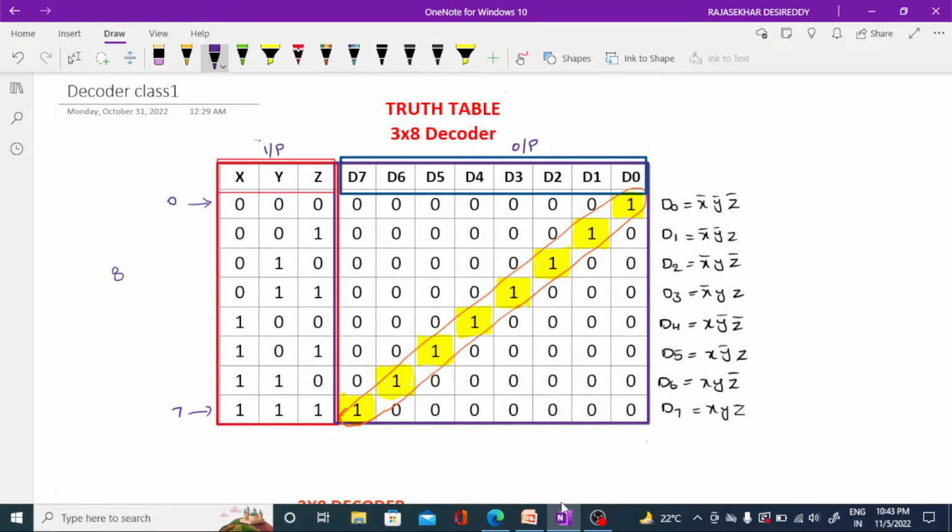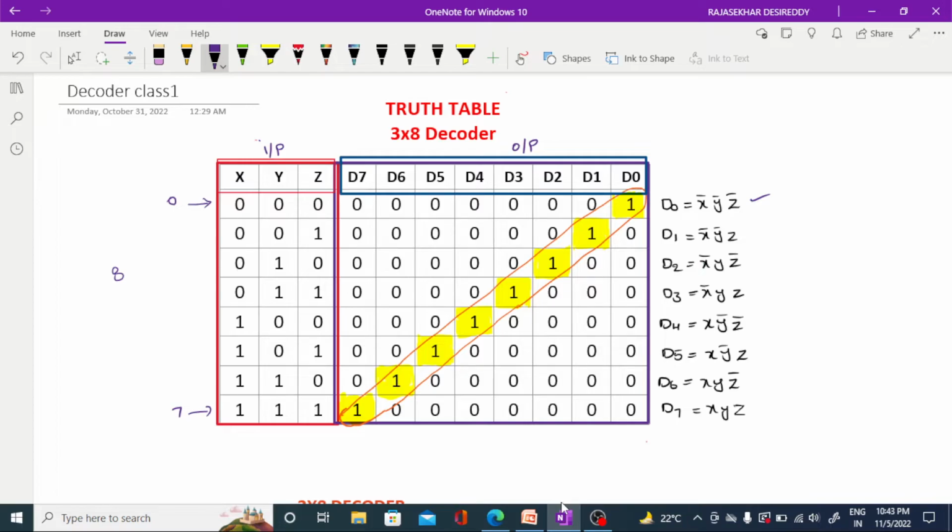For 000, that means input is 0, this is the combination XYZ. Only D0 is activated. Only on the D0 side is logic 1 there, right? For input 0, 0, 1 combination, only D1 is activated. For input 0, 1, 0 combination, only D2. Like 1, 0, 0, that means 4, only D4 is activated. 1, 0, 1, that means 5, only D5 is activated. 111, that means 7, only D7 is activated.